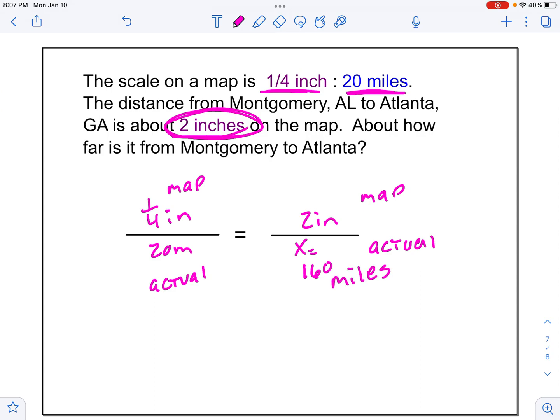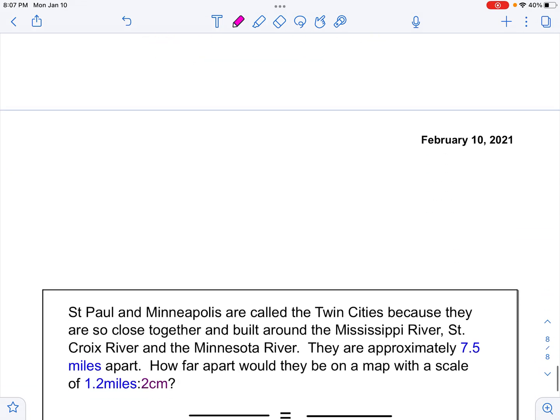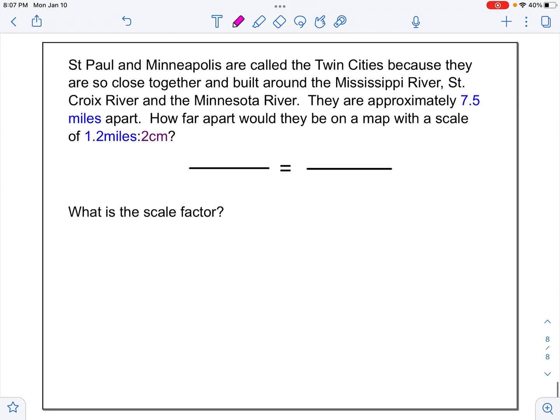So again, with proportions, the relationship you have to keep in mind is this way. How is it flowing top to bottom? It has to be consistent on both sides. So it's like dollars over gallons on one side, dollars over gallons on the other. Map over actual on one side, map over actual on the other. So now let's just look at this.